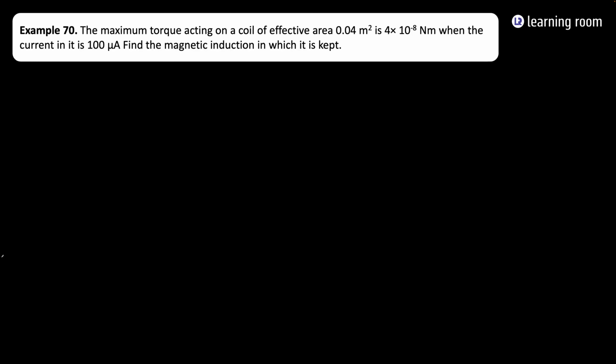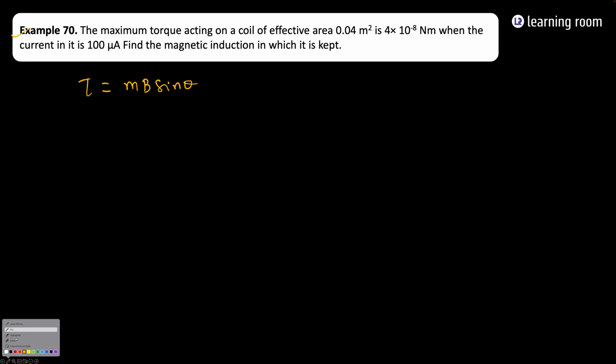So the first problem based on torque is: the maximum torque acting on a coil of effective area 0.04 meter square is 4 into 10 power minus 8 Newton meter when the current in it is 100 microampere. Find the magnetic induction in which it is kept. Magnetic induction here means the magnetic field. It's a simple formula. Torque is equal to MB sin theta.